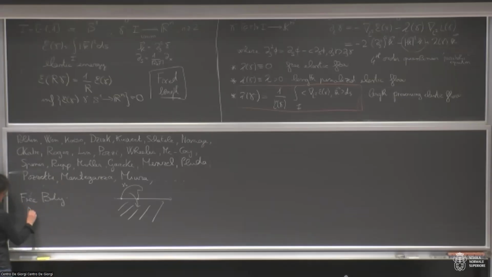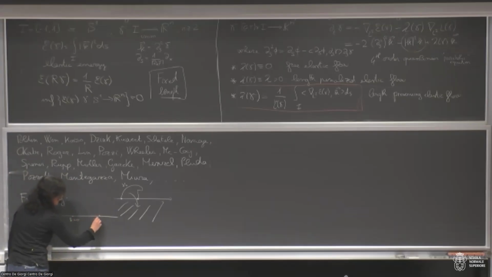I didn't write it here. Let me write it now here. She studied the elastic flow of curves that are forced to start and end on a half line. The point on the line is free, and they need to have curvature equal to 0 at the boundary point. And then she studied the elastic flow in this situation.